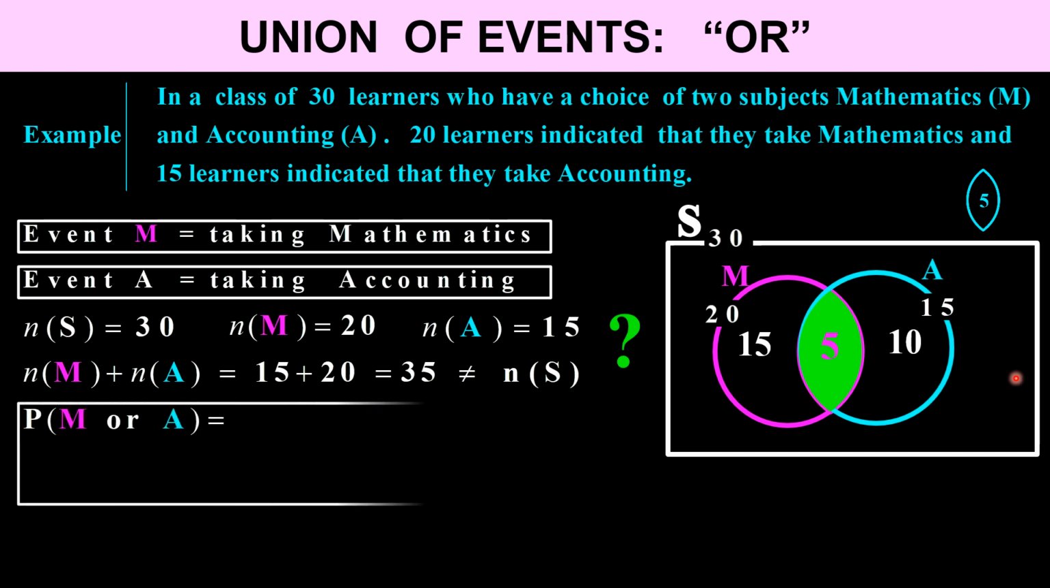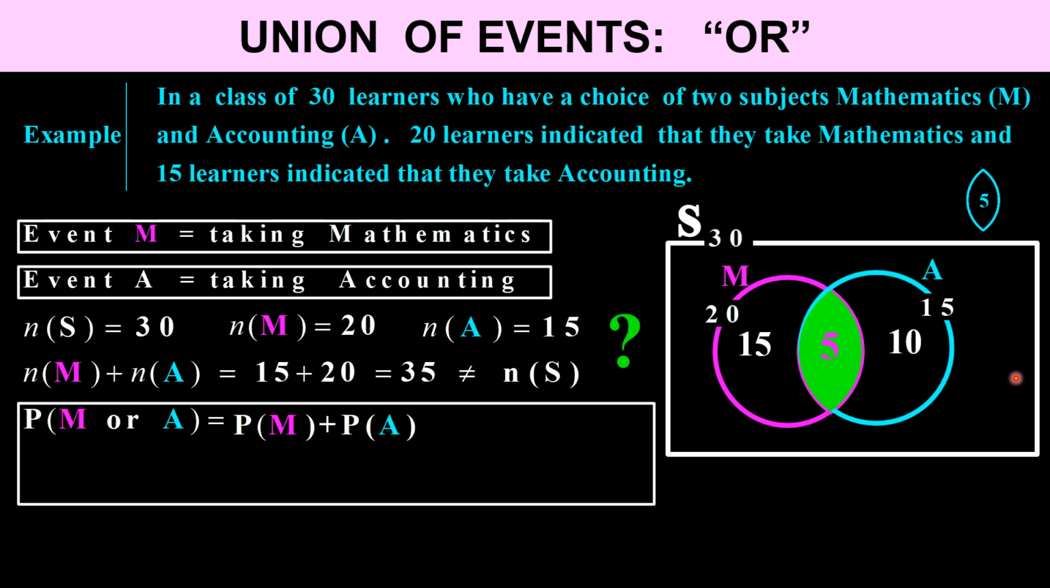Let's look at the probability now. So we want the probability of taking mathematics or taking accounting. So the probability for taking mathematics, we add that to the probability of taking accounting. So that's 20 over 30, and there are 15 learners taking accounting, so it's 15 over 30.